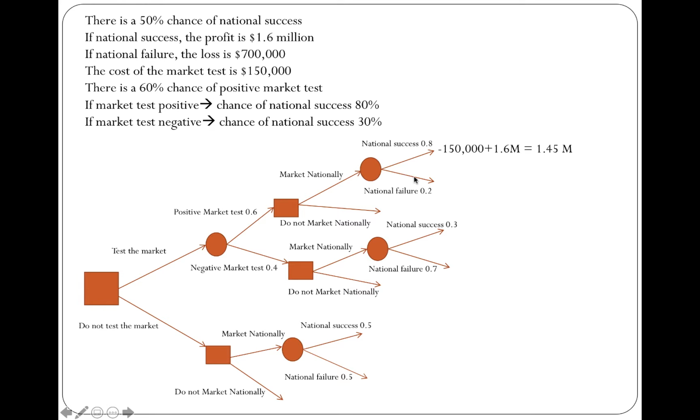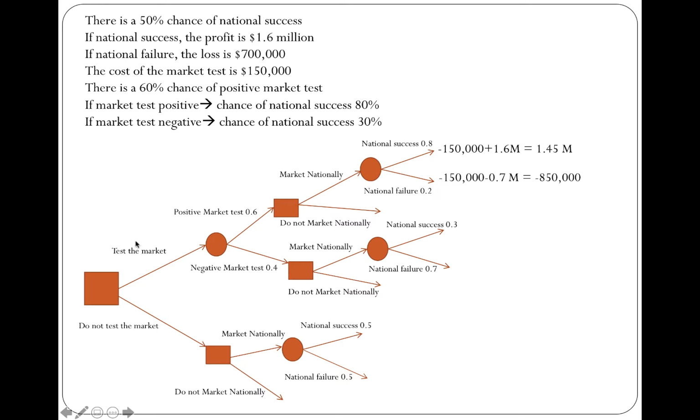How about this terminal branch? In this one, they already have done the market test and they have seen positive results for the market test. They have done the national marketing and they have seen national failure. We again observe the $150,000 as cost for the local test, and we also see another $700,000 in terms of loss because they have observed a national failure. So $0.7 million is equivalent to $700,000. That would lead to losing $850,000.